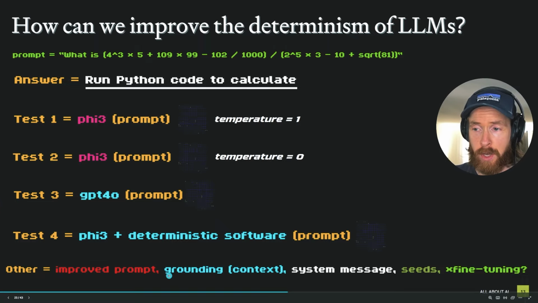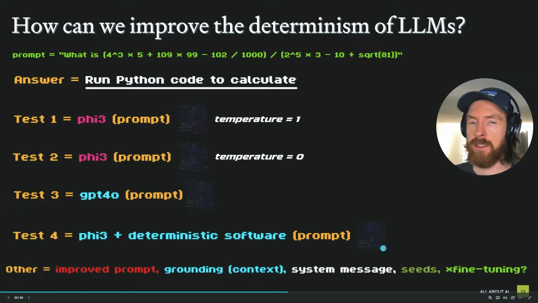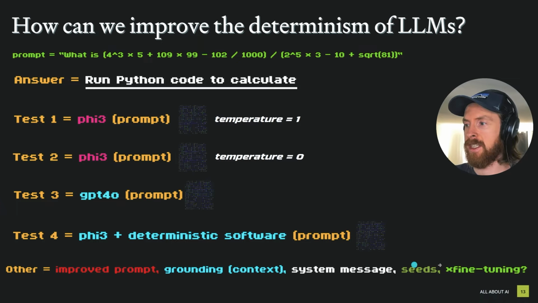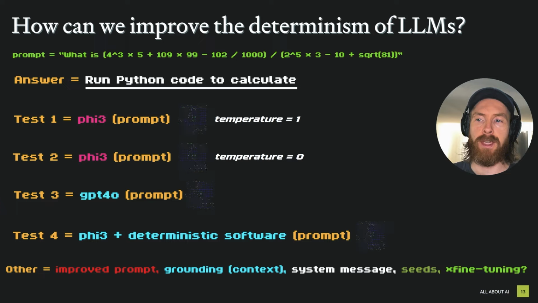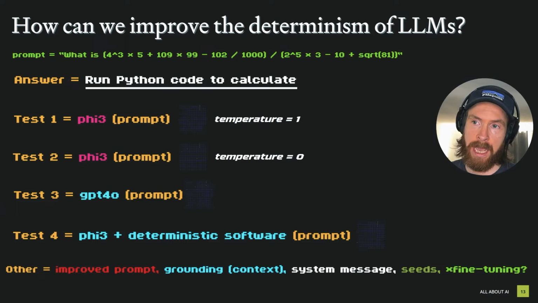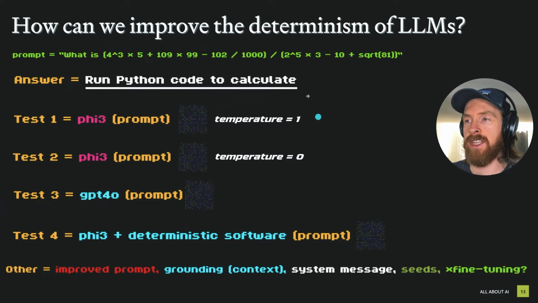So we have some other things we can do to improve the determinism too. That is improving our prompts. We can add context, grounding. We can do a system message. We're going to look at seeds. That is very interesting from OpenAI. And fine-tuning, I'm going to skip it now, but that is also something we can do to improve our deterministic outputs when using LLMs, right? So the first thing I want to do is just run a straight up deterministic answer to this equation. So we're just going to run a Python code to calculate this and look at the result.